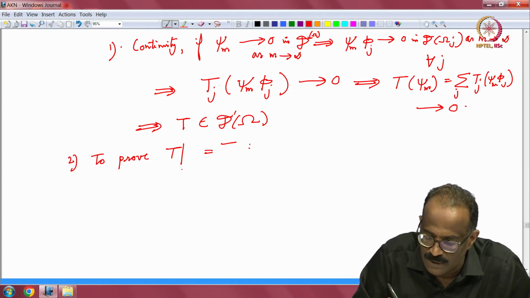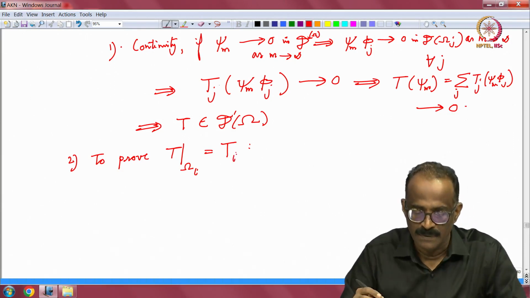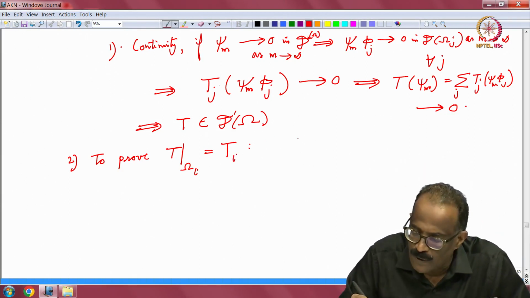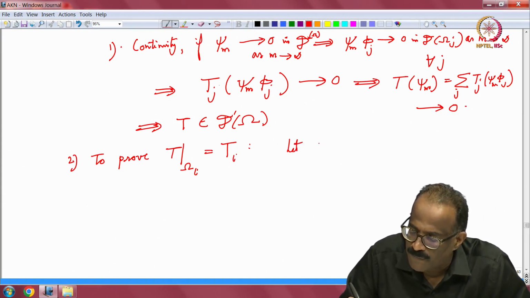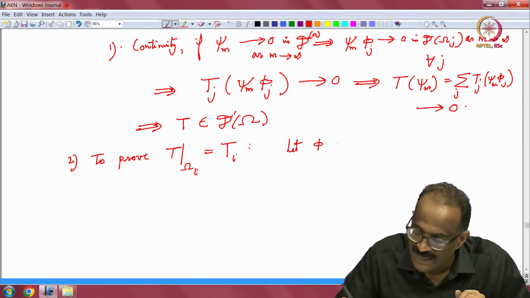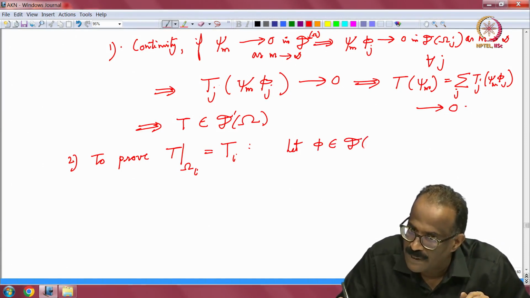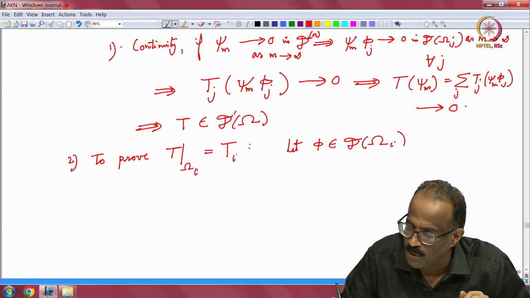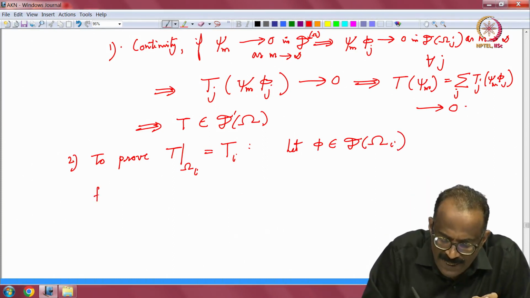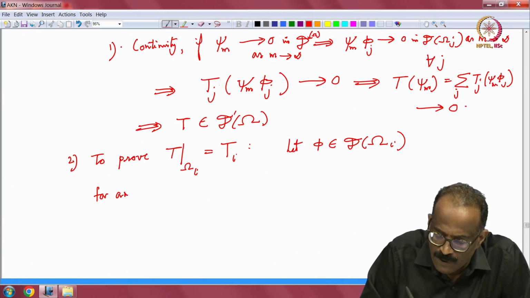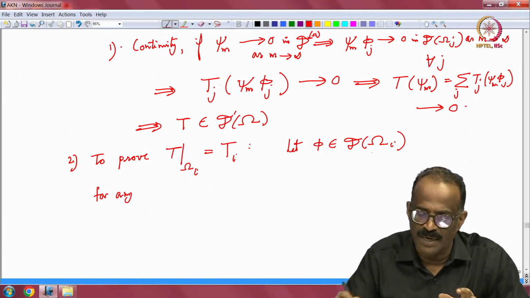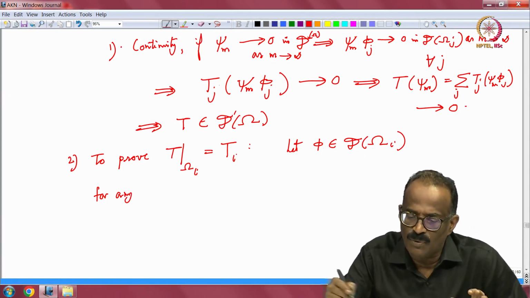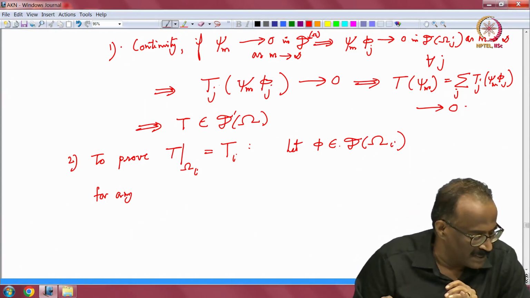Okay, T restricted to omega I is equal to T I. So, what do you do? You have to show that. Take phi in D of omega I, that is what you have to prove. Then for any j, you want to prove that T restricted, if the support is in omega I, you have an extension, that is what you get. Okay. So, you want to prove that it is restricted.